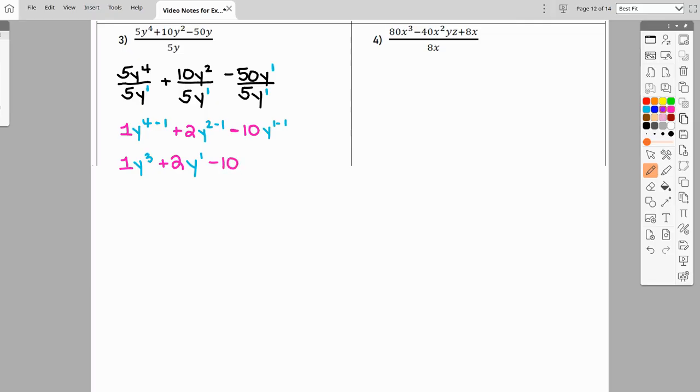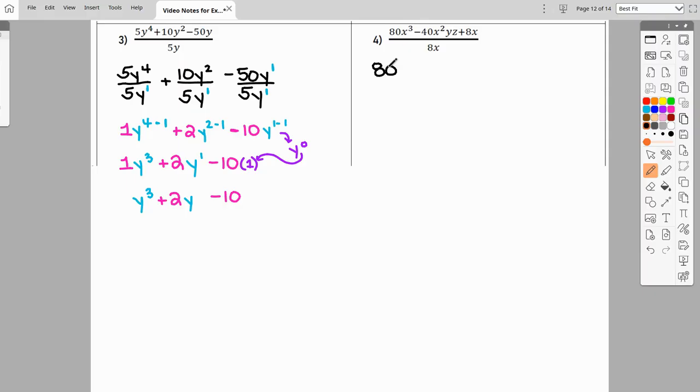Because as a reminder, when we do y to the 1 minus 1 power, that's just y to the 0, which we know is 1. And anything you multiply, negative 10 times 1 there, or 1 times any number, is just itself. So cleaning this up, because again, you might not see the 1 written on the y to the third power, but it's not wrong if you put it. And same thing, you might not see the 1 as an exponent on y, but it's still not wrong if it's not there. Last example, number 4.